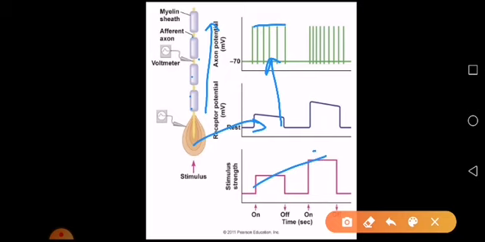And if we increase the intensity of the stimulation we will observe an increase of the receptor potential in the receptor, and we will have an increase of the frequency of action potentials in the fiber.